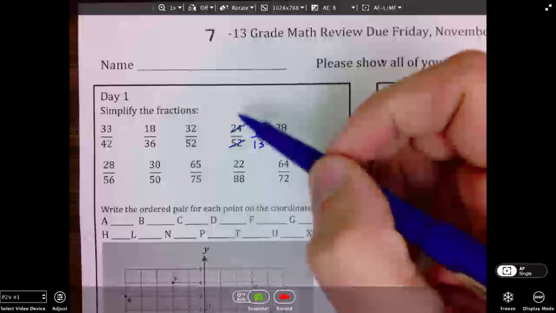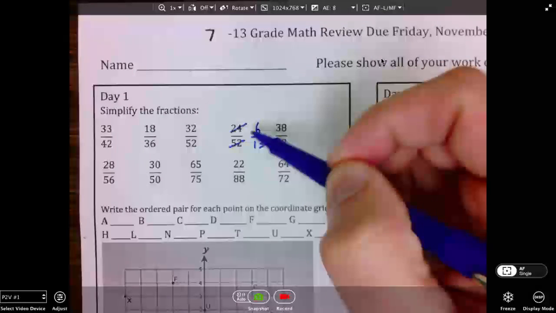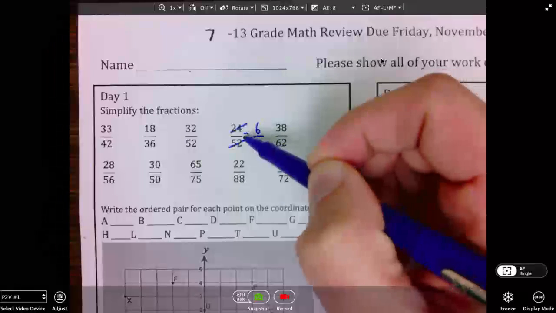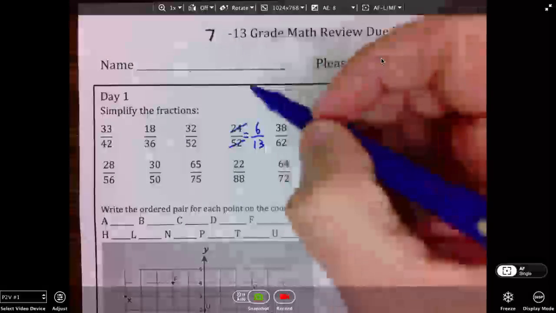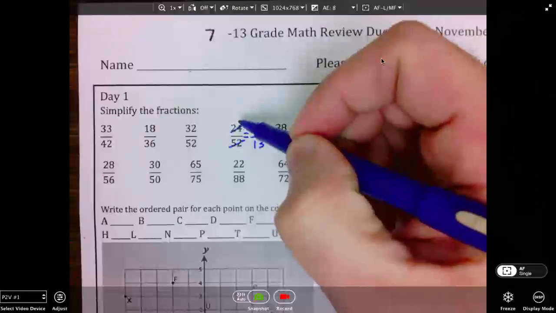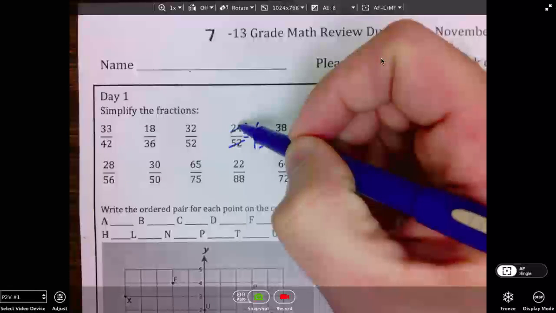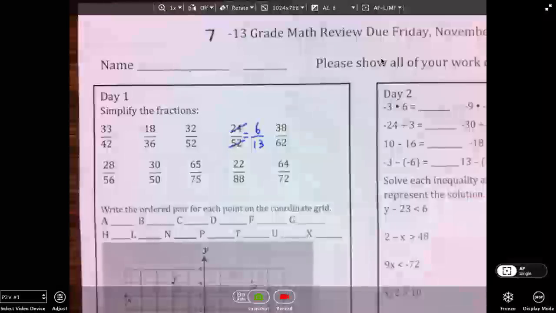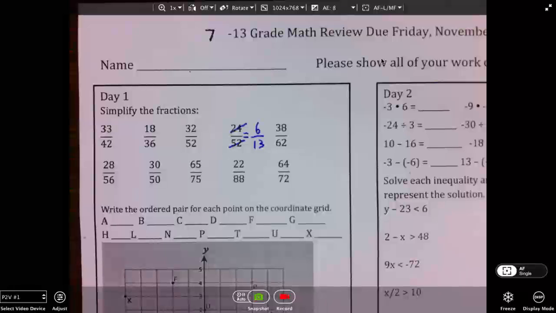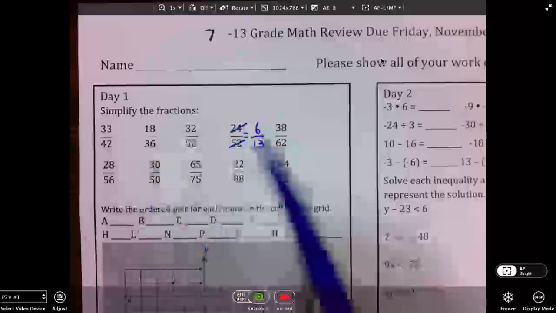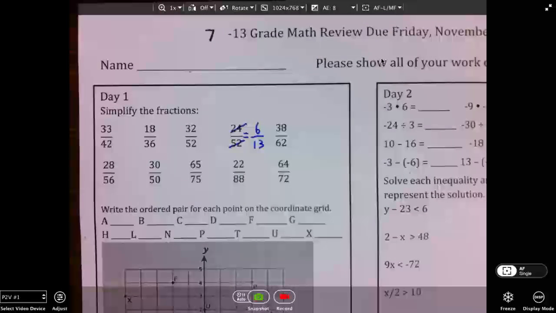So 24 over 52 is equal to 6 over 13. We simply divided by 4 in the numerator and the denominator. I think you should be able to handle the rest of these simplifying fraction problems.